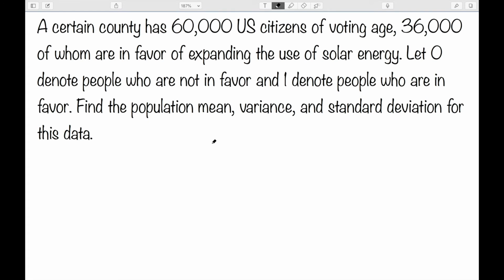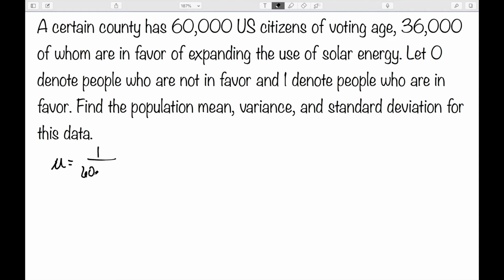Let's suppose we have a certain county that has 60,000 US citizens of voting age, and 36,000 of those are in favor of expanding the use of solar energy. We're going to let 0 denote the people who are not in favor, and 1 denote the people who are in favor. We want to find the population mean, variance, and standard deviation for this data. So let's start with the mean.